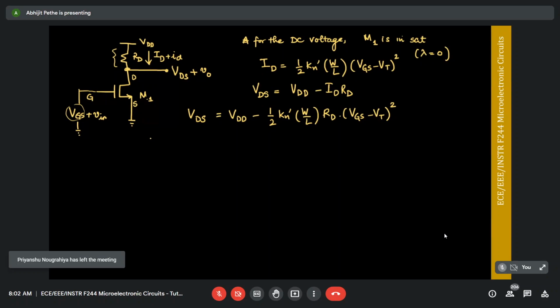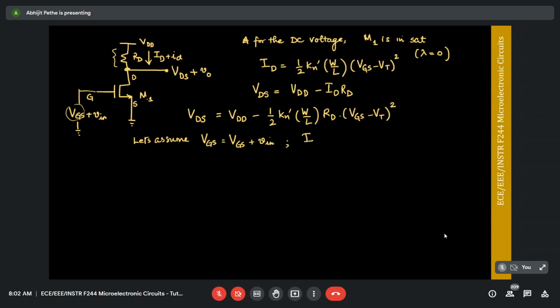Now let's assume we are applying the AC signal on top of it, right? Therefore, your VGS can now be written as VGS plus some V in. Because of that, the current is going to fluctuate around its DC point with some frequency and magnitude of ID. Here, because we don't have any capacitive elements in our circuit, the frequency of all these signals is going to remain the same.